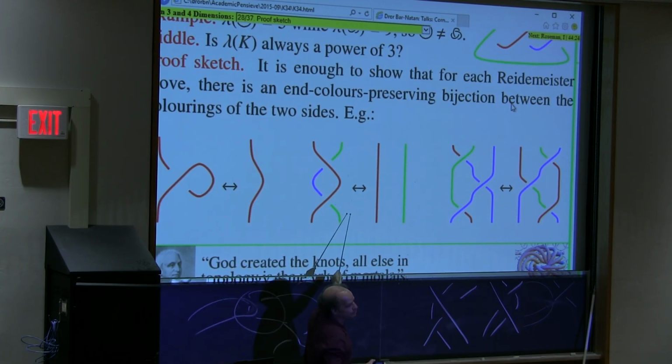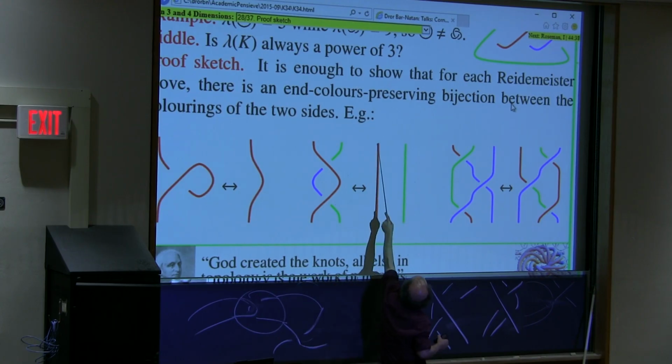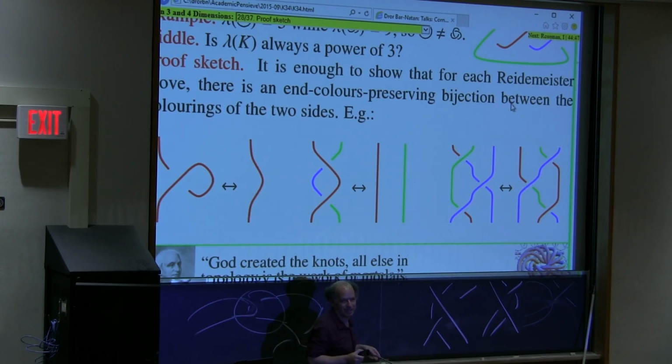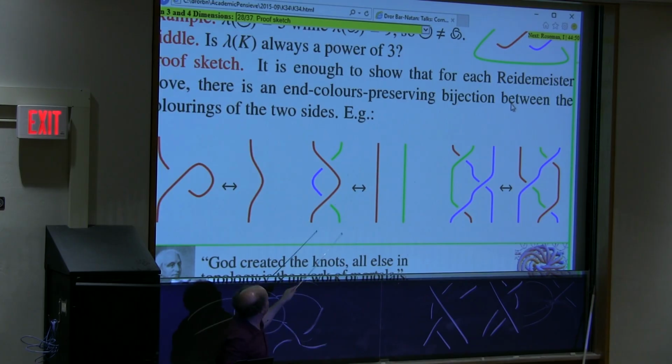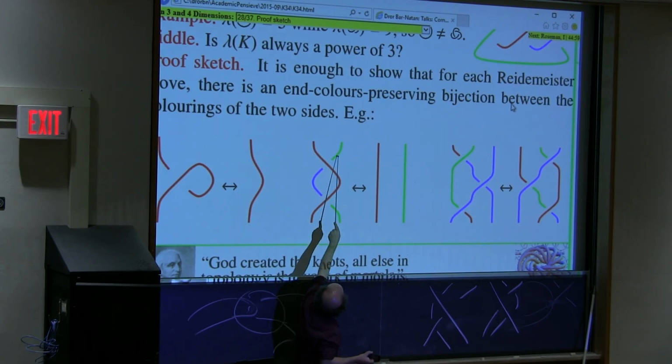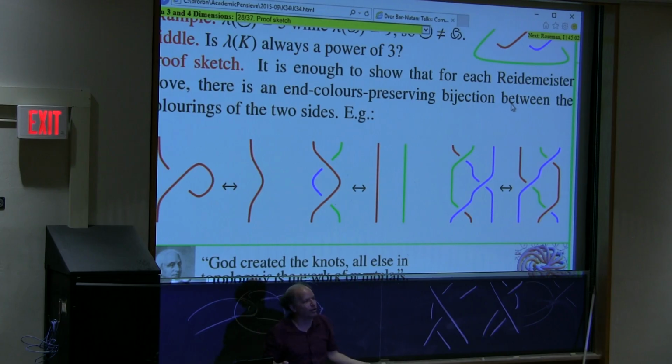Now, for Reidemeister 2, there are a few possibilities to check, but suppose the bottom was colored red and green, then on the easy side of the Reidemeister 2 move, the top would also be colored red and green, and there would be only one way to complete the coloring on the inside. Right? Everything has to stay the same. On the left-hand side, since this one is red and this one is green, this one has to be blue, this one stays red throughout, so this one is blue, so this one has to be green, and again the coloring was forced. So only one coloring throughout.